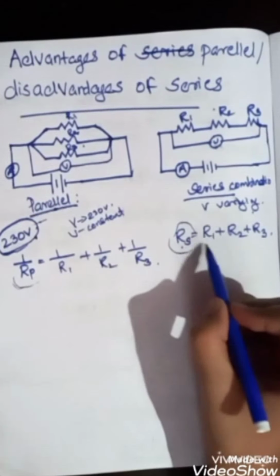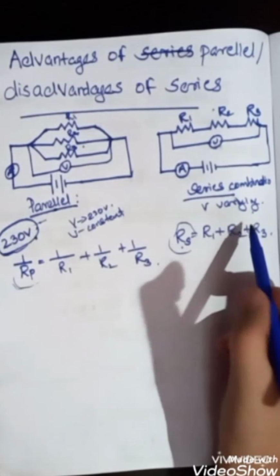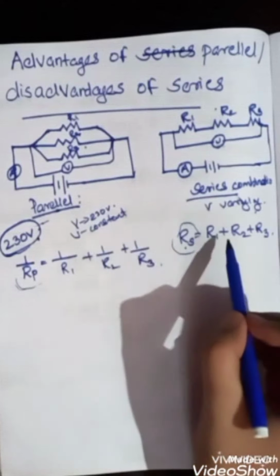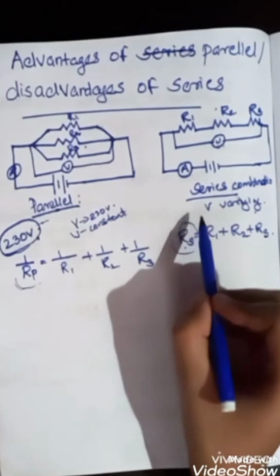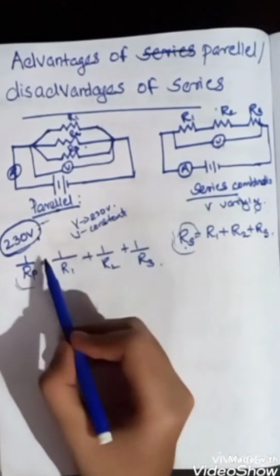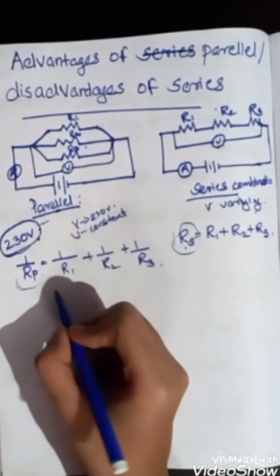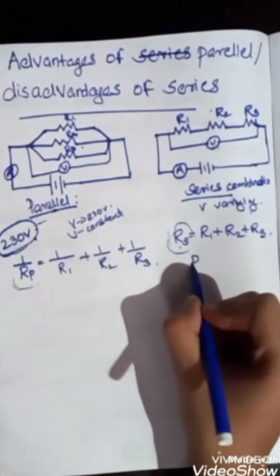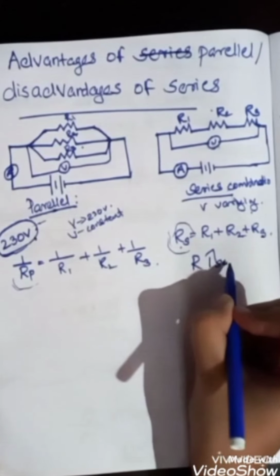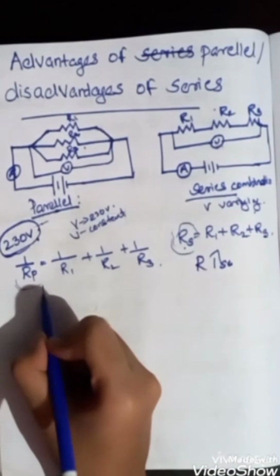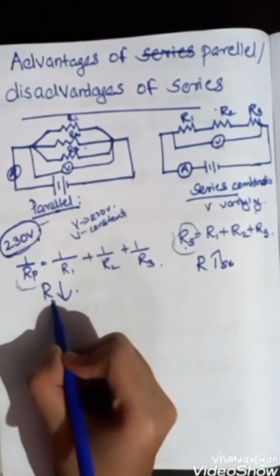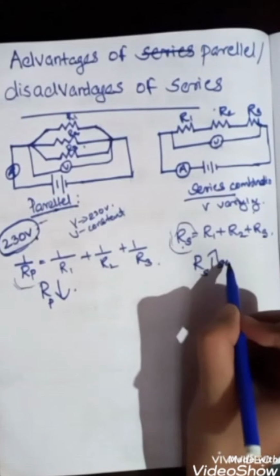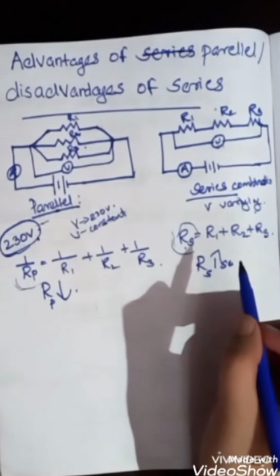Here the resistance is adding up. When we take the same value of resistors R1, R2, R3, we get a high value for Rs and a small value for Rp. In the parallel combination, the resistance is very low. In the series combination, the resistance is very high.